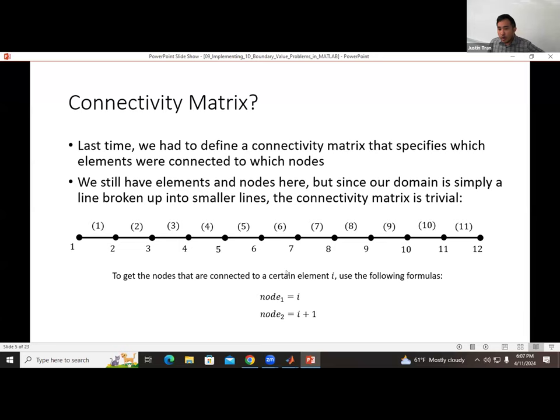So the node on the left-hand side is going to be the same number as the element, right? And then the node on the right-hand side is going to be i plus 1. So we don't have any connectivity matrix here, only because our mesh structure is pretty trivial, okay? But don't forget about the connectivity matrix. When we get to the final project, the connectivity matrix is going to come back, so make sure you understand that. But for now, because this is a relatively simple case, we're going to leave it off, and we're going to basically hard code this into our assembly.